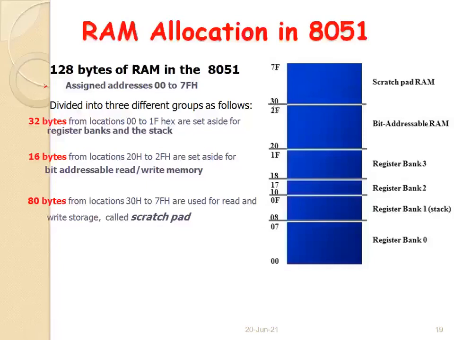So 32 plus 16 plus 80, there is a total of 128 bytes of RAM, and the memory space is allocated in this way.